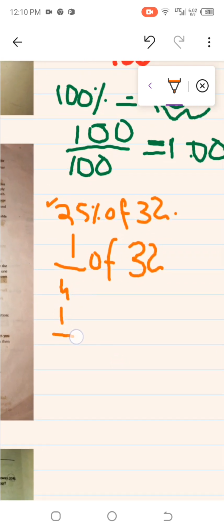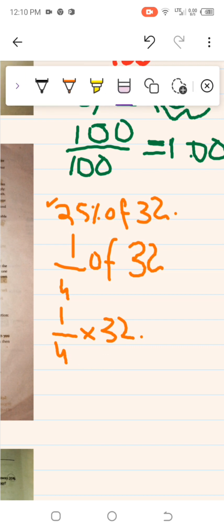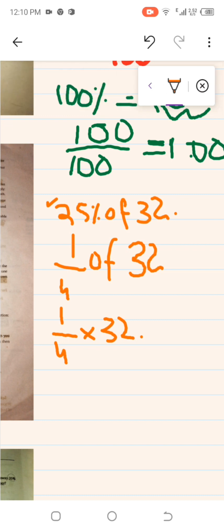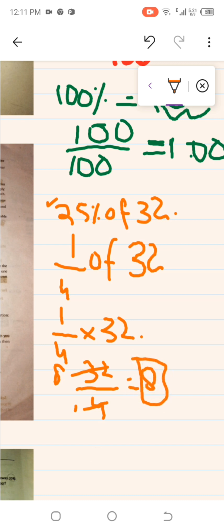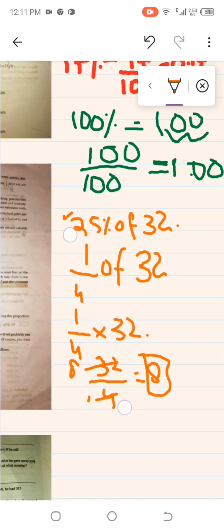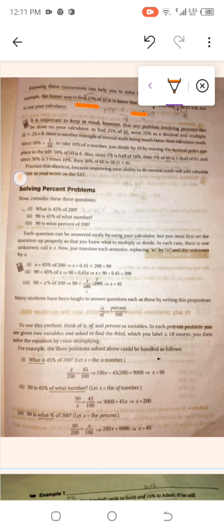As you can see, the word "of" represents multiplication. So this is 1 by 4 multiplied by 32. Sorry, this won't be multiplied, this will be divided: 32 divided by 4. For 1 of the 4, for 8 of the 32. So you will get your answer, that is 8. This is how you solve this type of basic question. If a percentage is given of any number, you solve it like this.